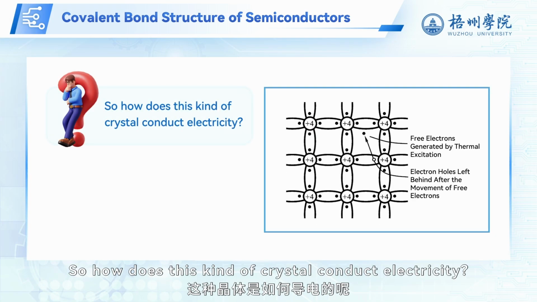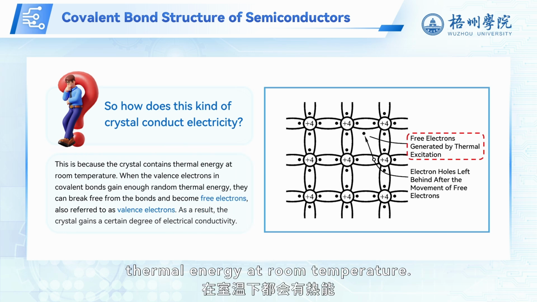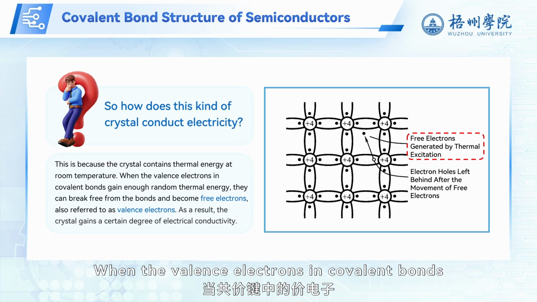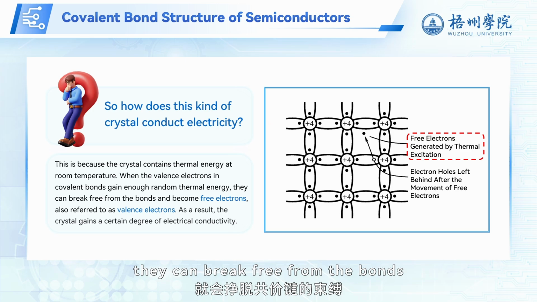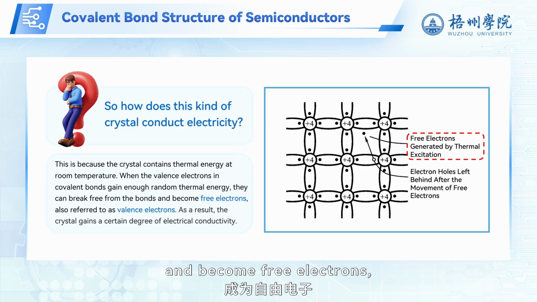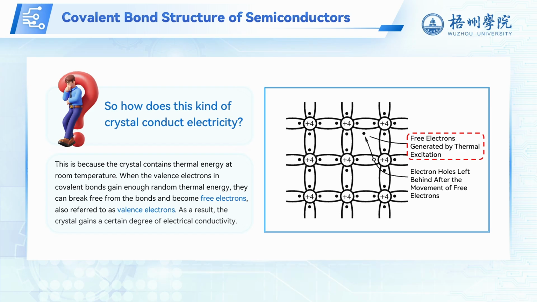So how does this kind of crystal conduct electricity? This is because the crystal contains thermal energy at room temperature. When the valence electrons in covalent bonds gain enough random thermal energy, they can break free from the bonds and become free electrons. As a result, the crystal gains a certain degree of electrical conductivity.